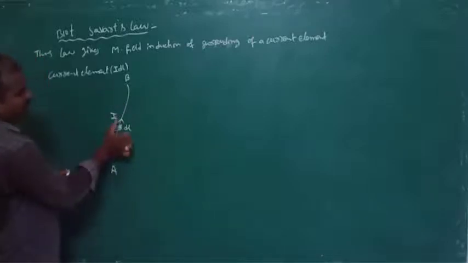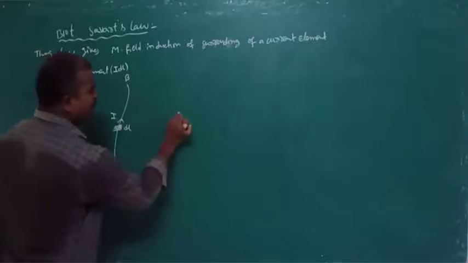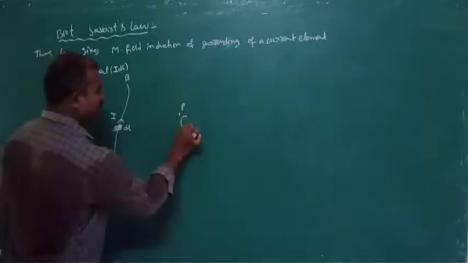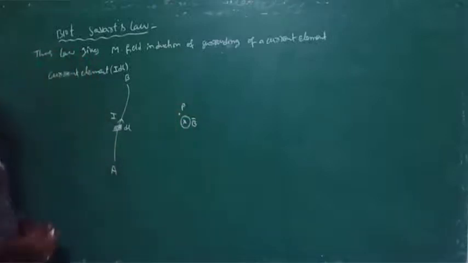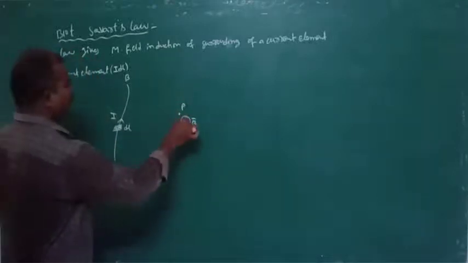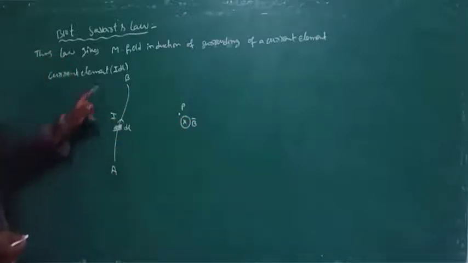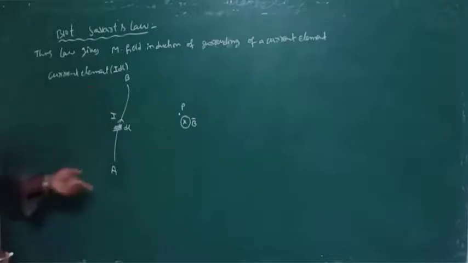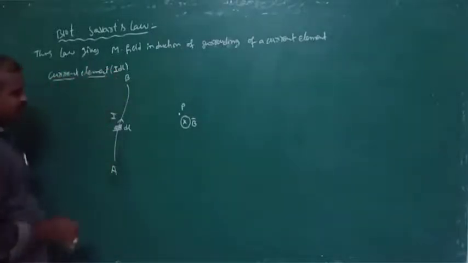Here, for the current carrying wire, at this point the magnetic field is inward, into the page. We need to find this magnetic field due to the current carrying wire. Here the current element is I dl.